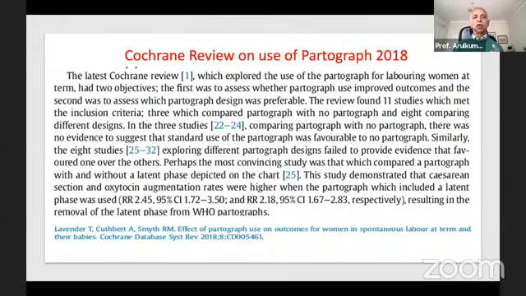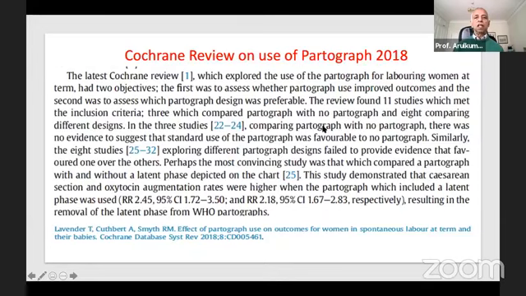So we look at what Cochrane says about all this. The Cochrane analysis was published by Tina Lavender in 2018. This is interesting. They looked at existing studies and found 11 studies: 3 compared Partograph with no Partograph, and 8 compared different designs of Partograph. In the 3 studies comparing Partograph with no Partograph, there was no evidence that standard use of Partograph was favorable to no Partograph. So it blows out everything, saying whether you use the Partograph or not, it doesn't make any difference. Exploring different Partograph designs failed to provide any particular evidence of advantage.